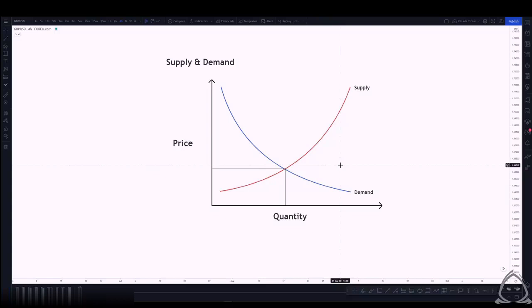The concept of supply and demand really does affect how we make decisions, and it's no different than a financial asset like a currency. Banks, institutions, and large hedge funds are operating under this entire framework of supply and demand.